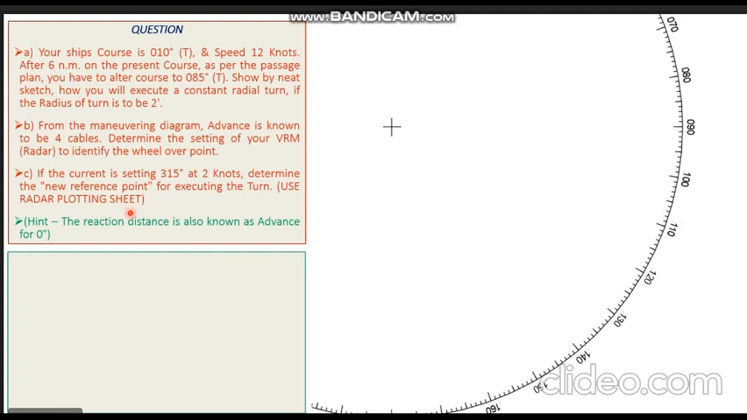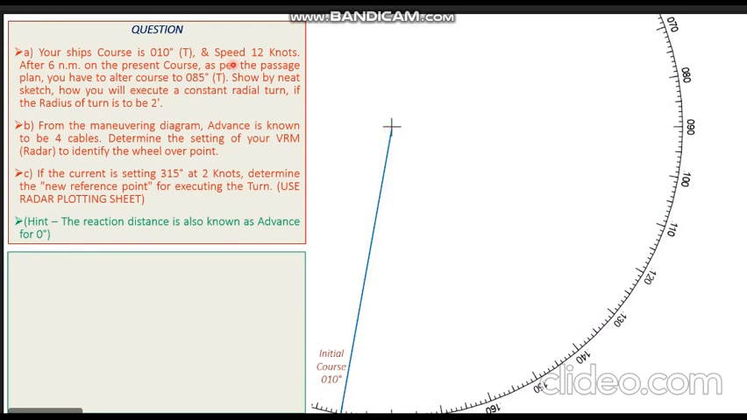So let's have a radar plotting sheet on the screen. We can see a radar plotting screen. I have zoomed into a particular part so that we can have a clear diagram. Now our ship's initial course is 010 degrees true. Let's plot the initial course of the ship. You can see the initial course 010 coming up. I have joined the 190 marking with the center of the radar plotting screen, telling me that this particular direction is 010 direction. The vessel is moving towards the center of the radar plotting sheet.